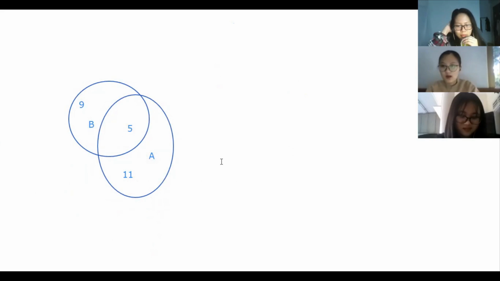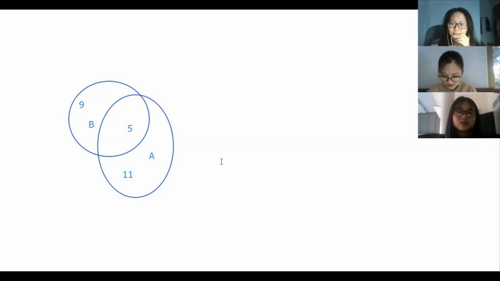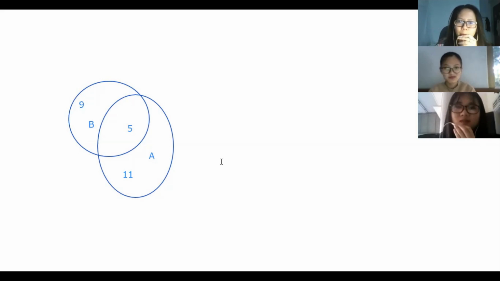Okay. So I denoted A is the event of skirts which are beautiful, so we have 11. B is the event of skirts which are cheap, so we have 9. And the intersection of A and B are the skirts which are both cheap and beautiful, so we have 5. Do you understand, Vanang? Okay, she's good. So let's go back to our question.